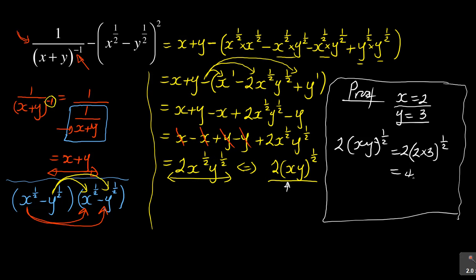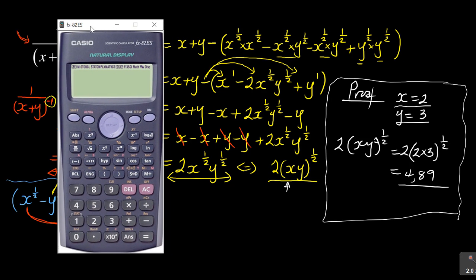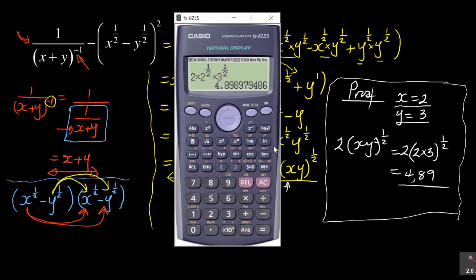So it's 4.89. Now remember, I said this is the same in this case. You could have used 2 times x, where we said x is 2 to the power of half, times y, which is 3 to the power of 1 over 2. So you can see that I'm still getting 4.89. So far so good. Now let me go to the original.